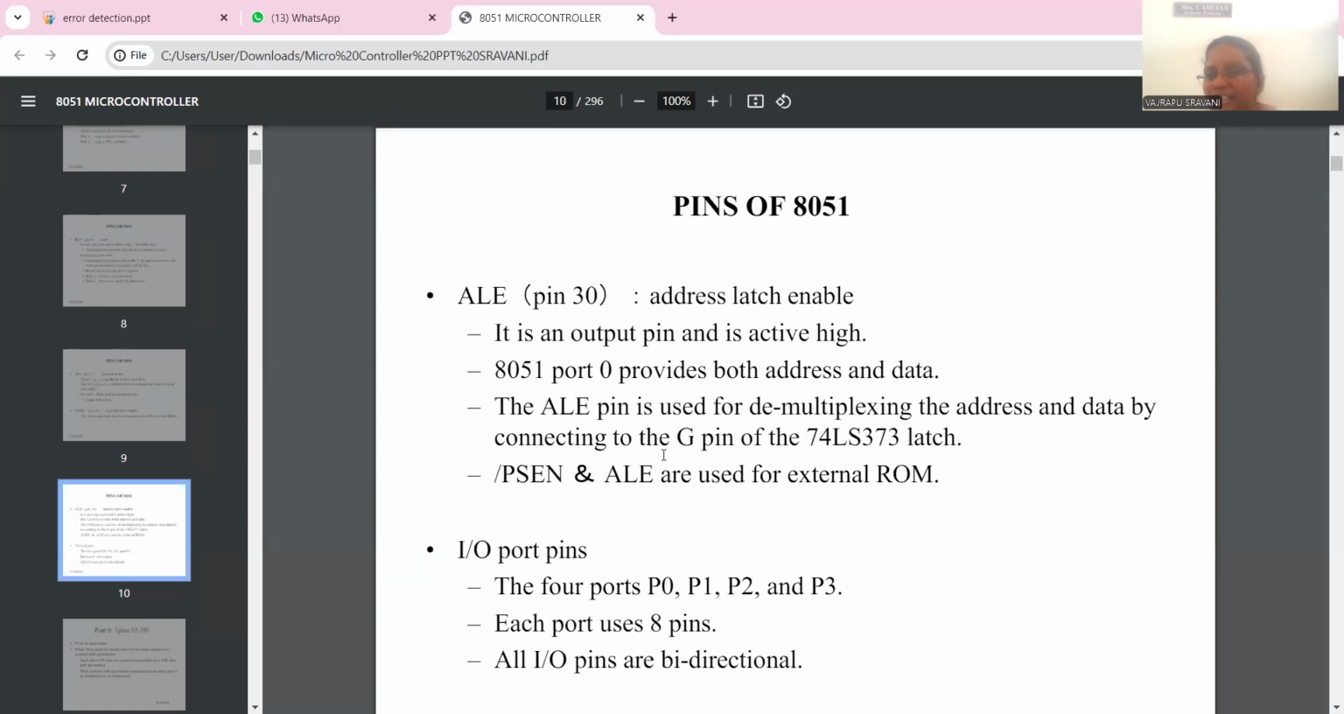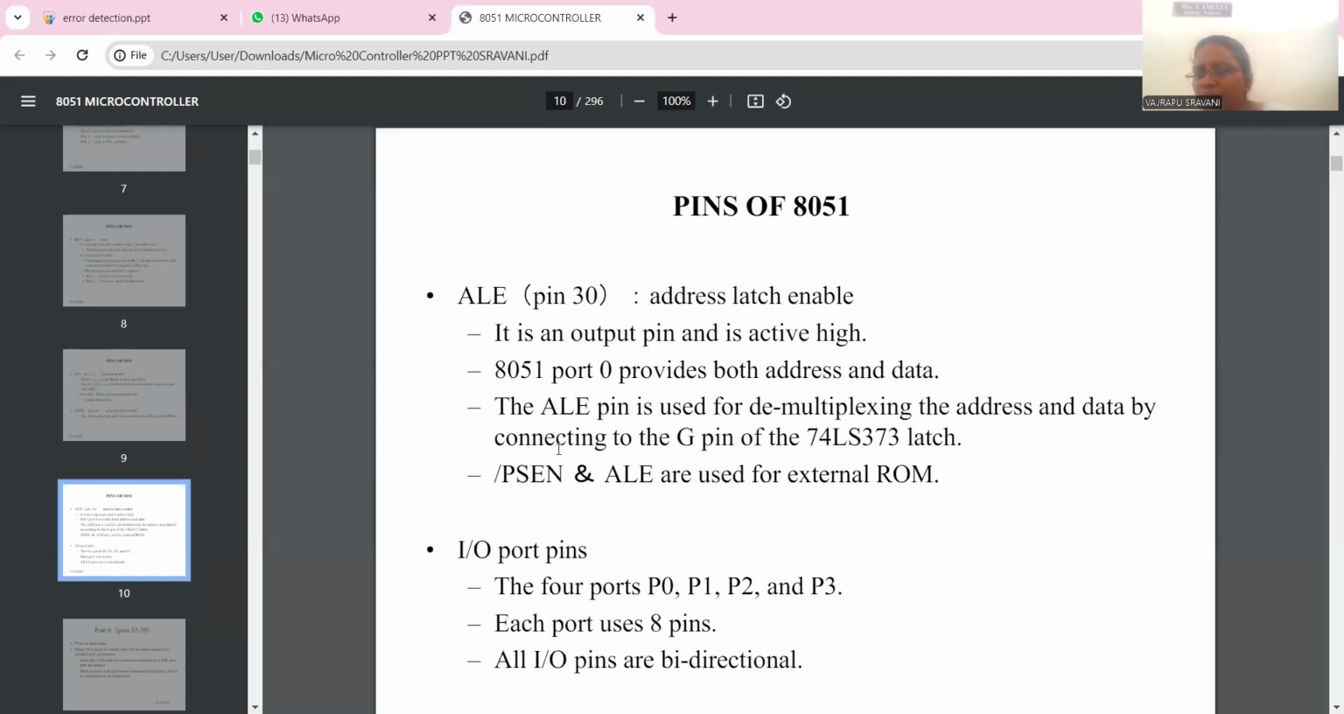ALE is nothing but address latch enable. It is used to demultiplex address as well as data. So for demultiplexing of address and data, we use the ALE signal. With ALE, either A0 to A7 or D0 to D7 can be demultiplexed.